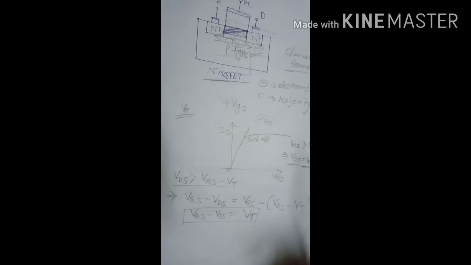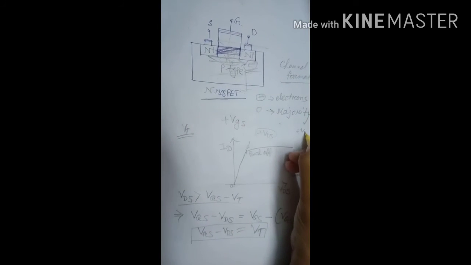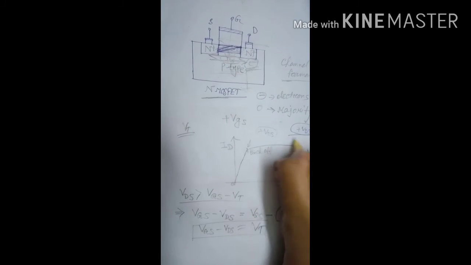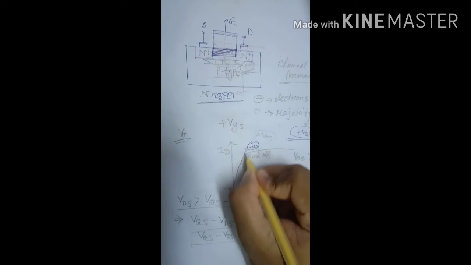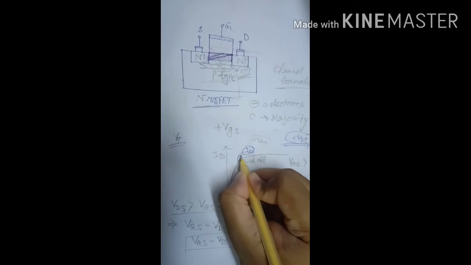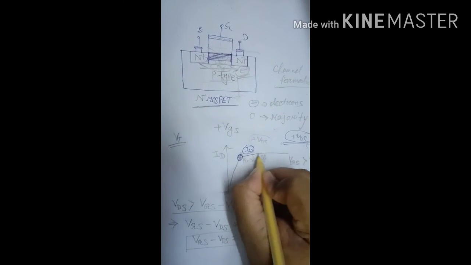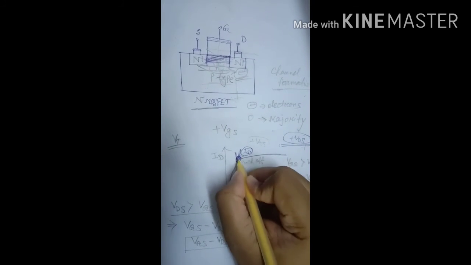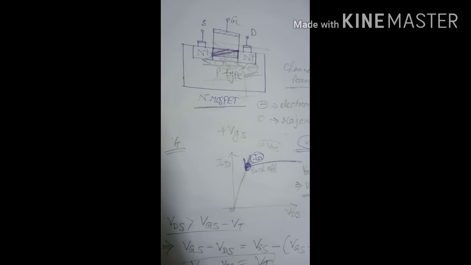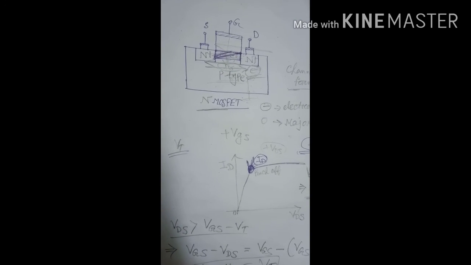Pinch off voltage is the amount of positive VDS voltage at which ID remains constant. ID remains constant after this amount of voltage, and this is called the pinch off voltage. So this is the working principle of NMOS.